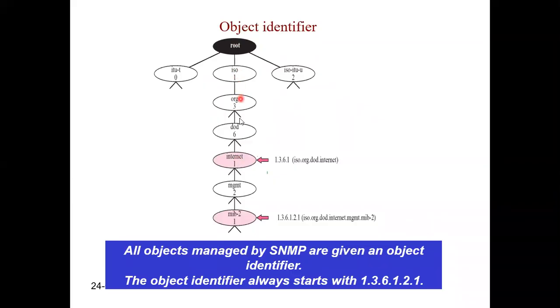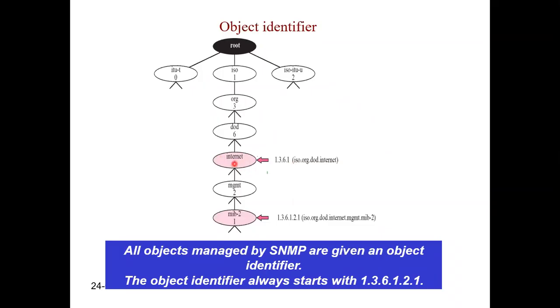So 1.3.6.1 is my internet. We are not going to spell out internet when we are coding. The moment I say internet, the ASN.1 coding will pick up 1.3.6.1. So internet is identified by this object identity. Now what are we doing under internet? Under internet, we want to do internet management. That is my interest as of now.